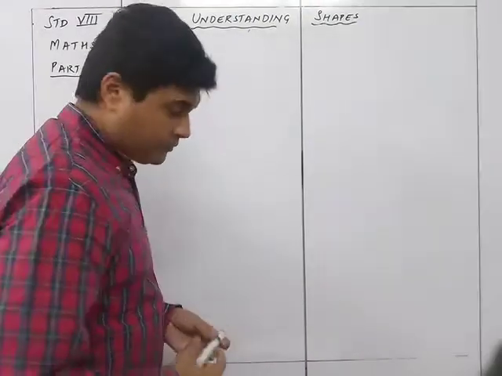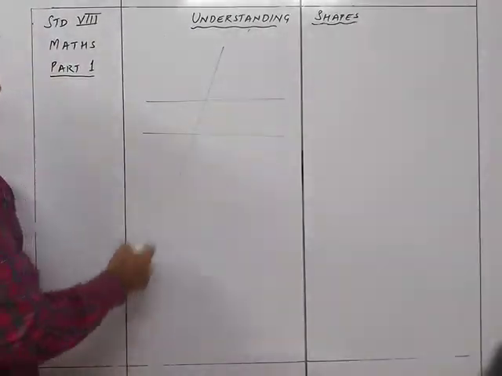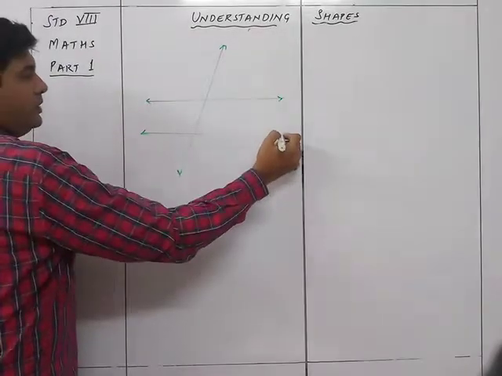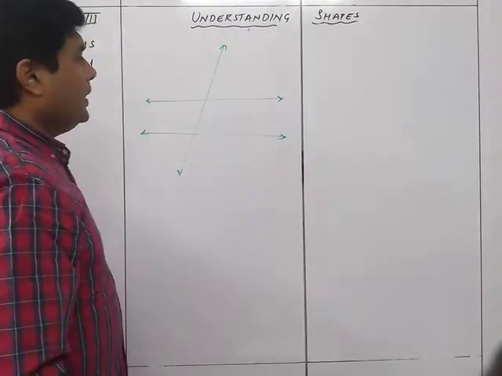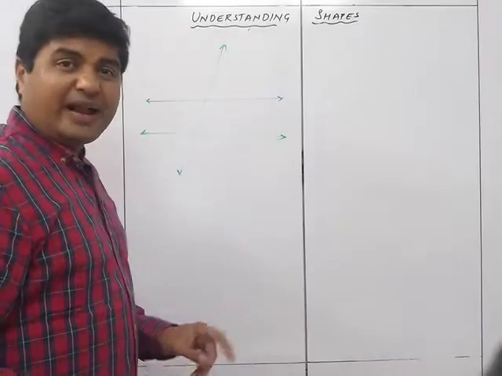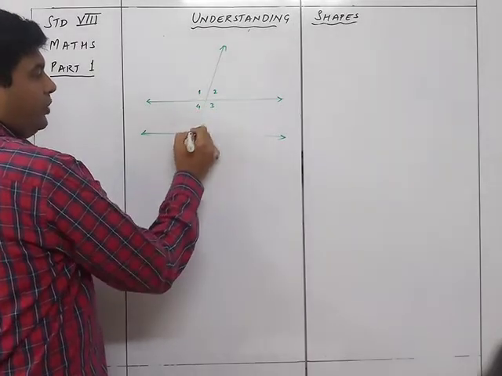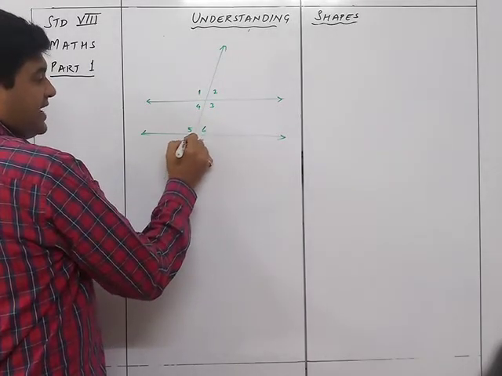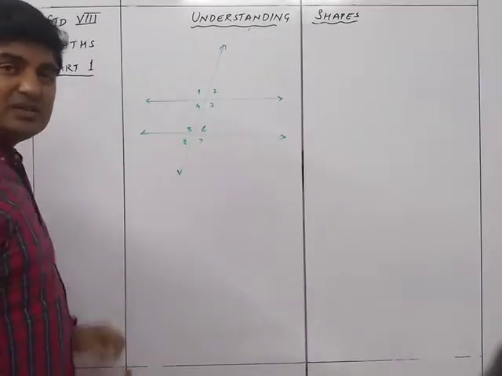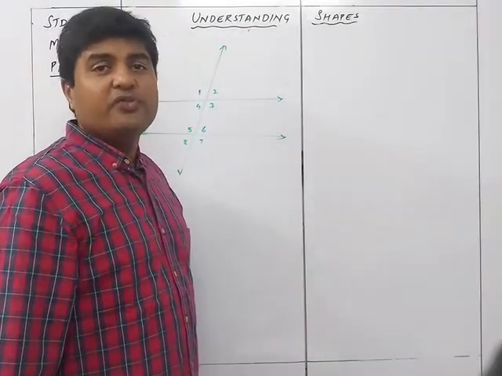Okay, so suppose I have got the parallel lines like this, and this is the transversal, that is the line cutting the two parallel lines. Accordingly, you will have 8 different angles formed: 1, 2, 3, 4, 5, 6, 7, 8. These are the 8 different angles which are going to be formed when a transversal cuts a pair of parallel lines.